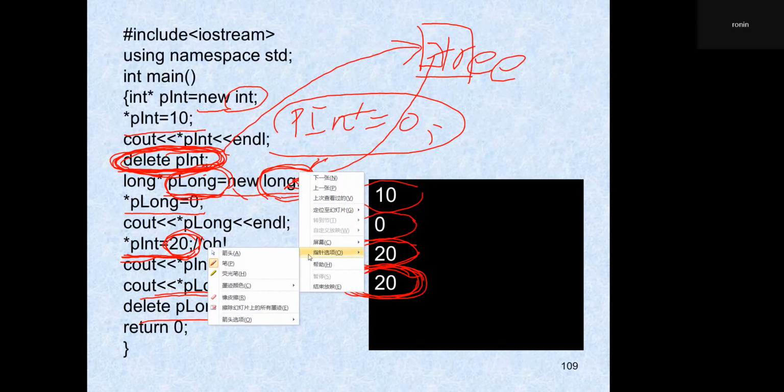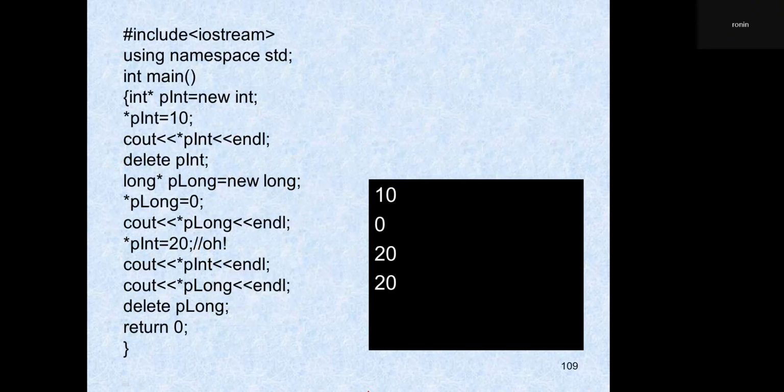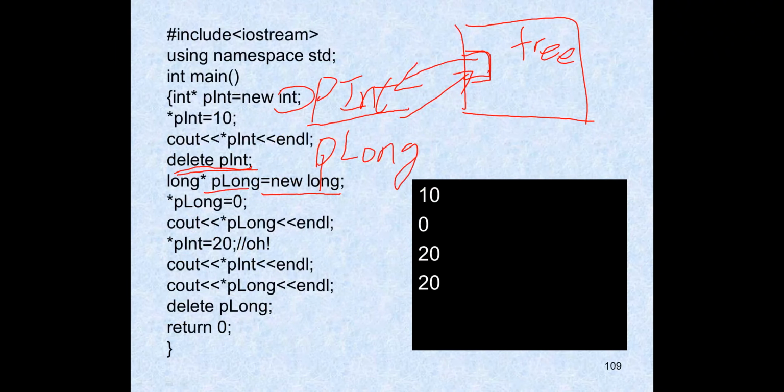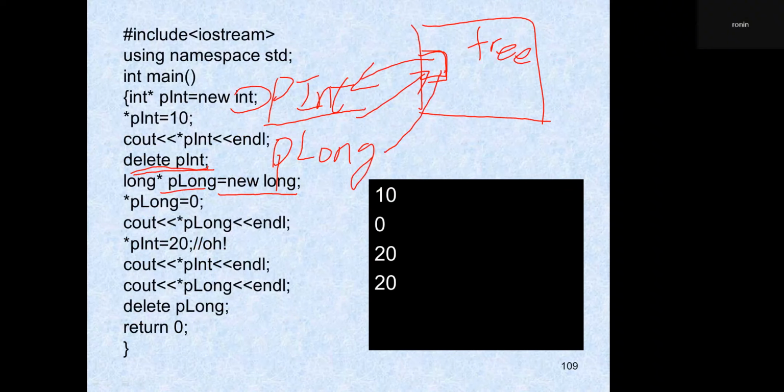Okay, I will explain it again. Look, here, this is a free store. And the new int, we get a space for the int from the free store. And this space is for pint. When we delete pint, this space returns back to the free store. Then new long, plong. That space, maybe this space, is given to the plong.